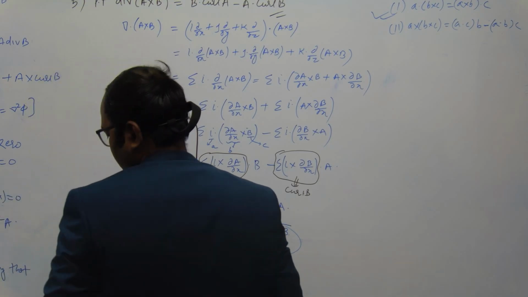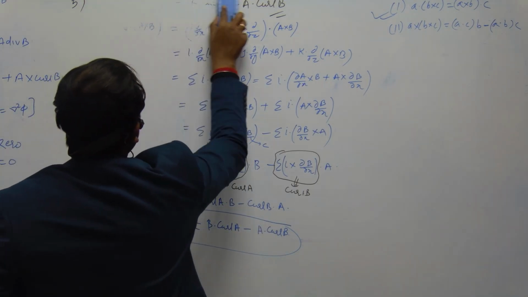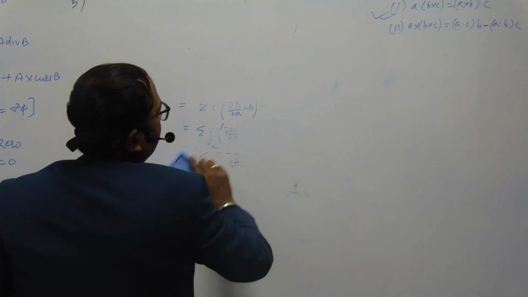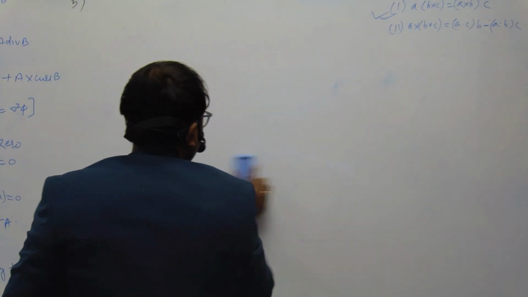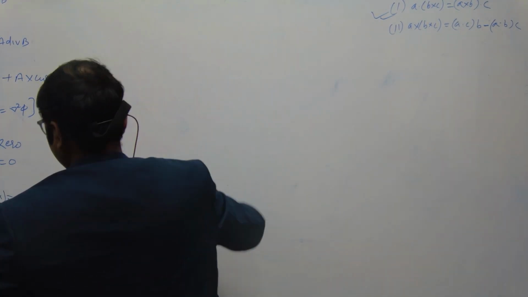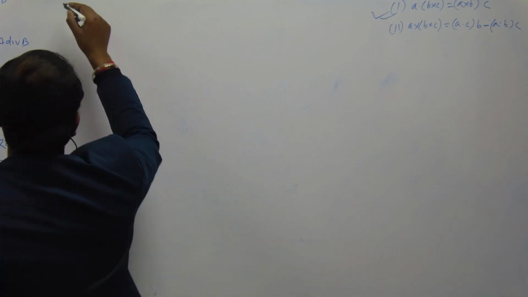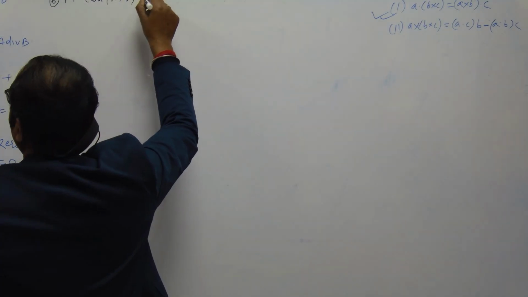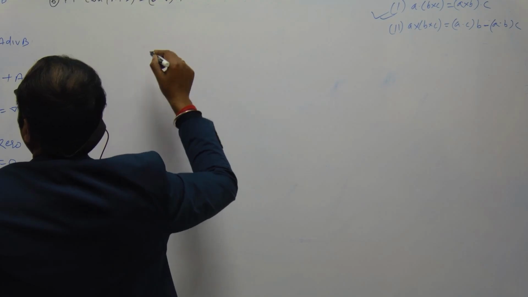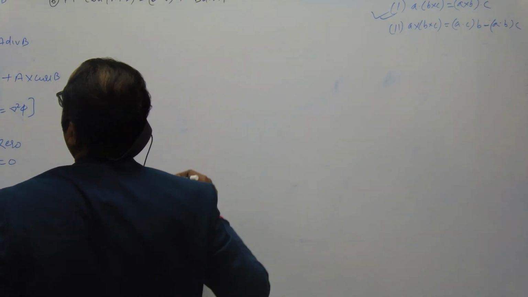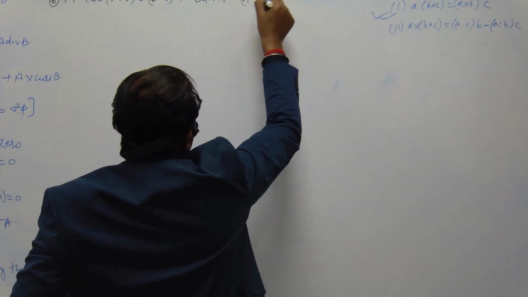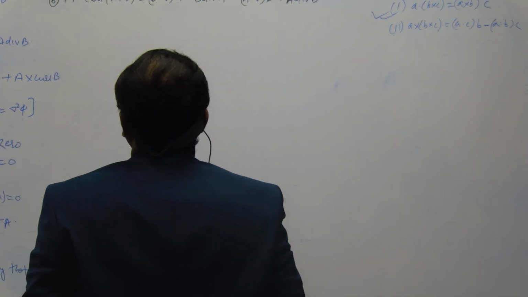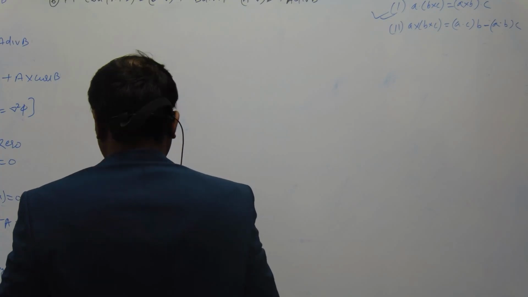Okay, let us discuss question number 6. In question 6 we have to prove that curl of a cross b is equal to b dot del into a minus b divergence of a minus a dot del into b plus a divergence of b. This we have to prove.